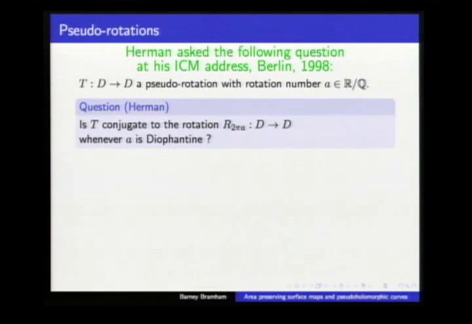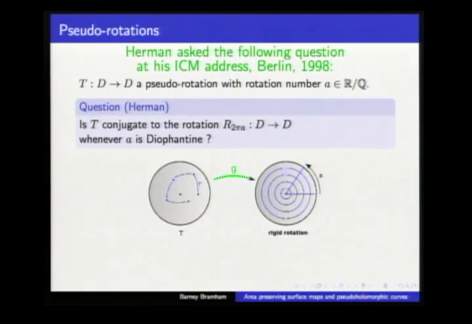So he actually showed that there are always invariant circles near the boundary, and I don't know the exact history, but I believe he claimed to be able to prove something like this when the pseudo-rotation is already close to a rigid rotation. But in any case, this was proven later by Fayad and Krikorian. I just jumped ahead of myself.